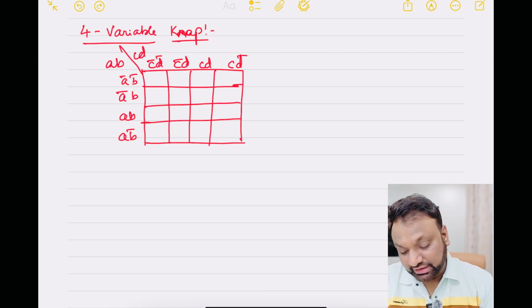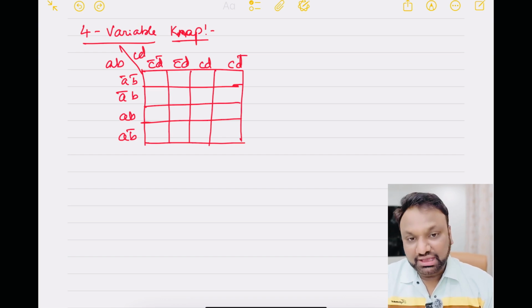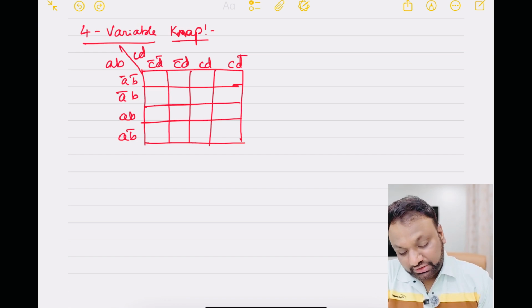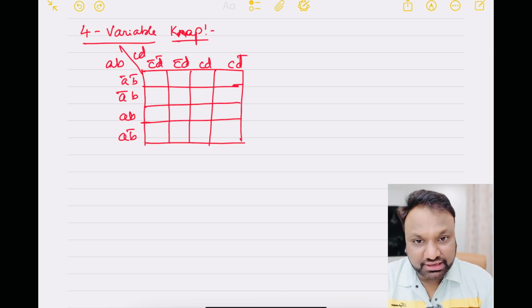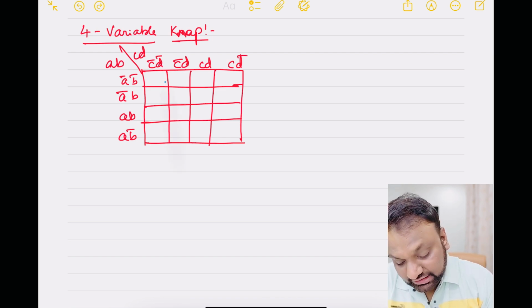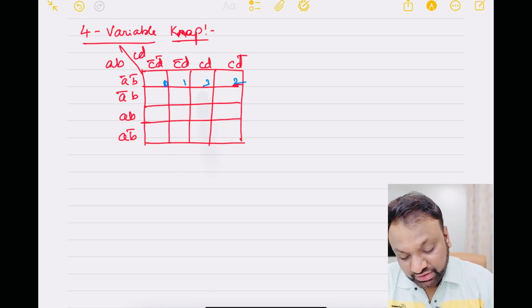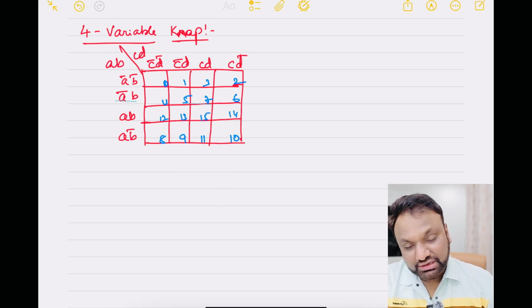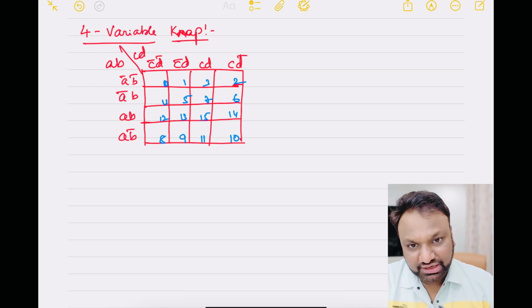Okay, 16 cells, already I have drawn this one, and my inputs are, let us take A, B, C, D. And you see here also the numbering will be in the gray code sequence. The numbering goes like this. This is 0, 1, 2 is here, 3, 4, 5, 6 and 7, and 8 will be written here, 9, 10, 11, 12, 13, 14 and 15. So this is how you number the 4 variable K-map.